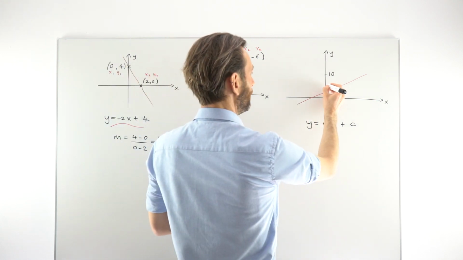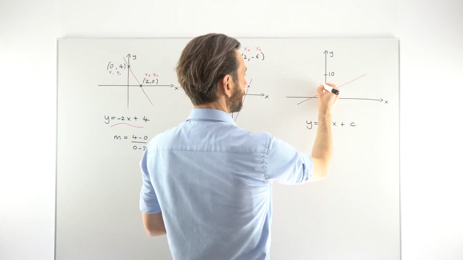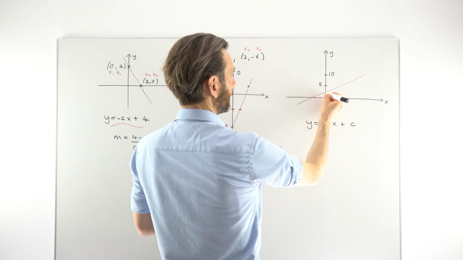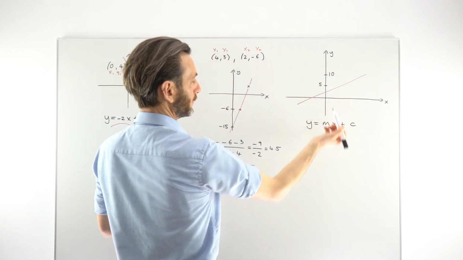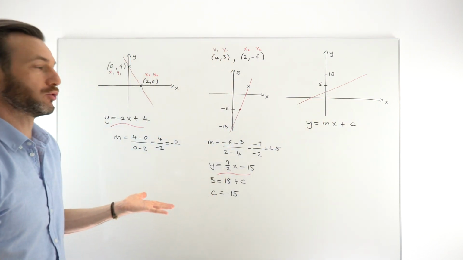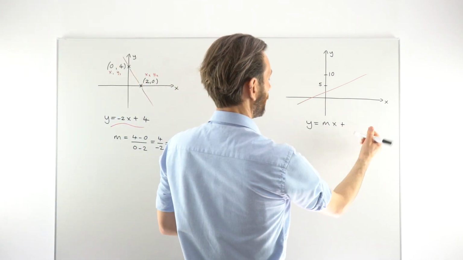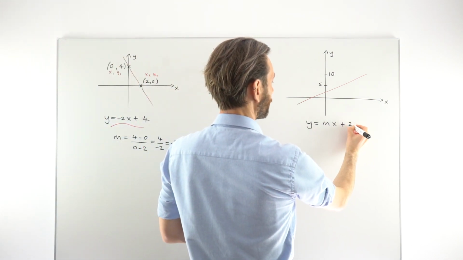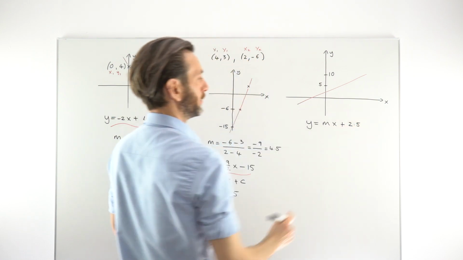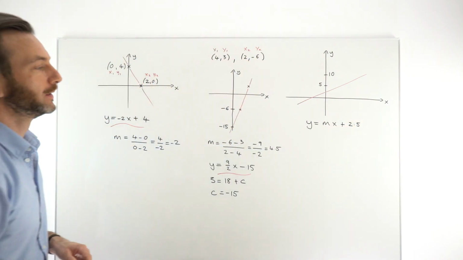So if that's 10, then that there would be, say, 5. That seems to be about halfway up to 5, so looks to be around 2.5, okay? So we know that the c value is around 2.5, or you could write that as 5 over 2. Doesn't really matter, 2.5, 5 over 2, same thing.